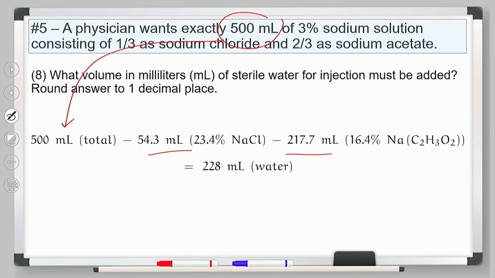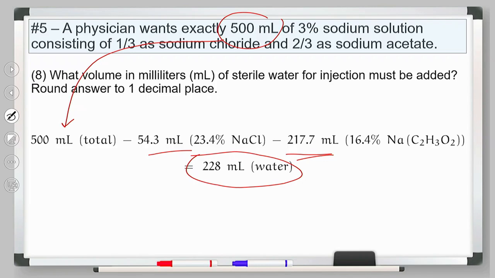Okay, so from 500 milliliters, if I subtract the volume of the sodium chloride, I need to provide 5 grams of sodium chloride, or 5 grams of sodium, and subtract the volume of the sodium acetate, that gives me essentially 10 grams of sodium. Then the difference is just the volume of water I would need to add.